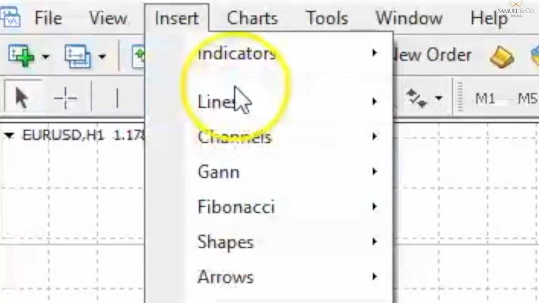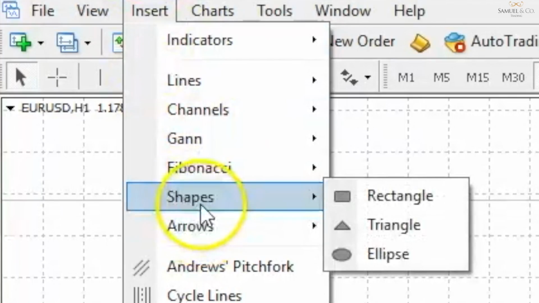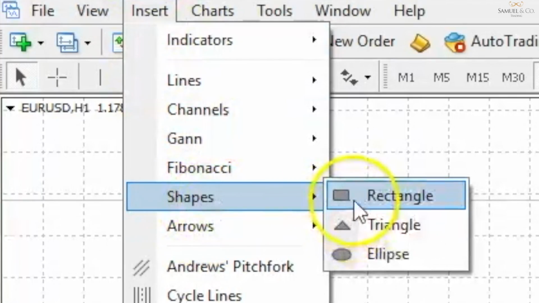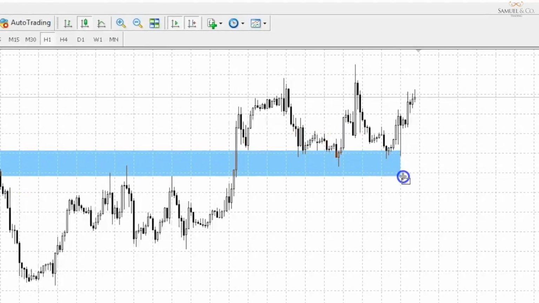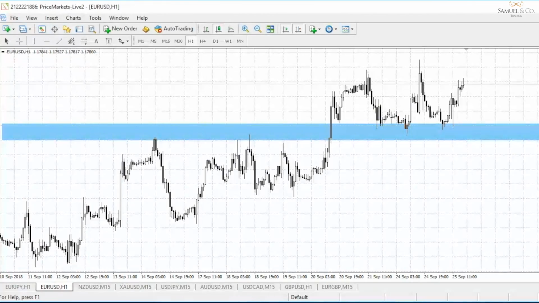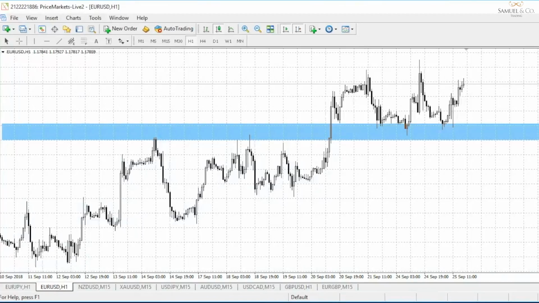For me to highlight a zone, I can very simply go to Insert, Shapes, and go to Rectangle and highlight an entire area where I may be focusing on. And as I just drag this rectangled area down, I can highlight this area of resistance, which covers that area of support, which sort of demonstrates to me that I'm going to be mainly focused at what's happening to price when it falls within this region.